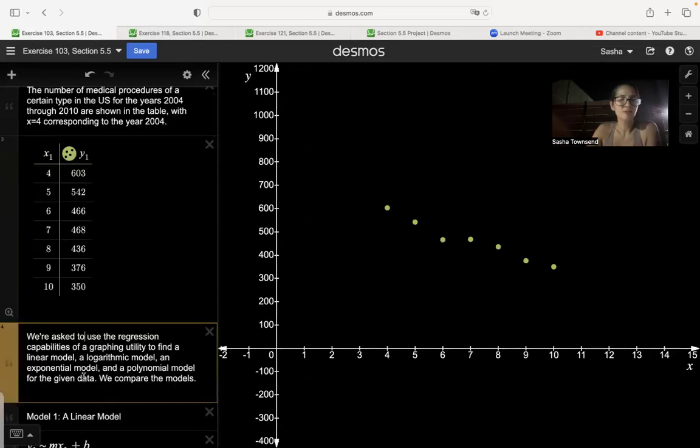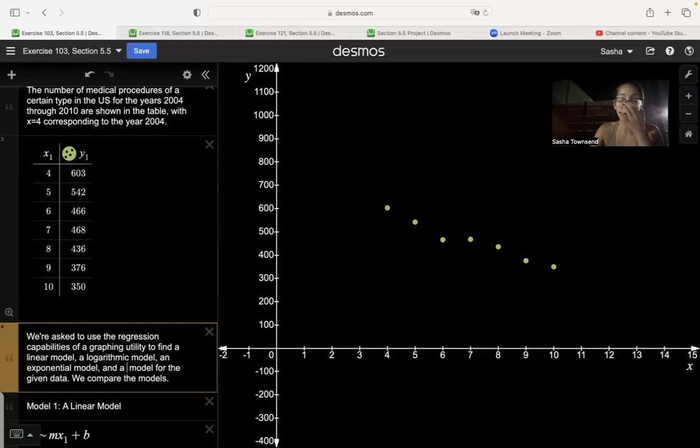Now we're asked to use the regression capabilities of a graphing utility to find a linear model, a logarithmic model, an exponential model. And I initially called it a polynomial model, but it's more like a power model. It's a constant times x to a power. But if that power was a natural number or possibly 0, then it would be a polynomial model. But I'm just going to call it a power model because that power might be 1/2 or 0.5, or it might be pi or something like that. It might be a number other than a natural number or 0. In that case, it wouldn't be a polynomial.